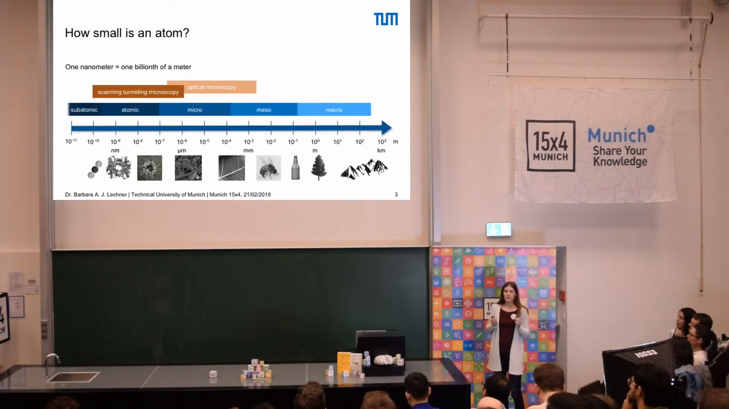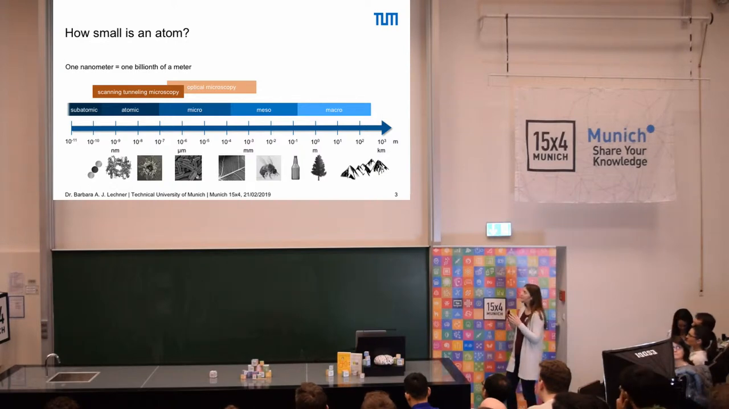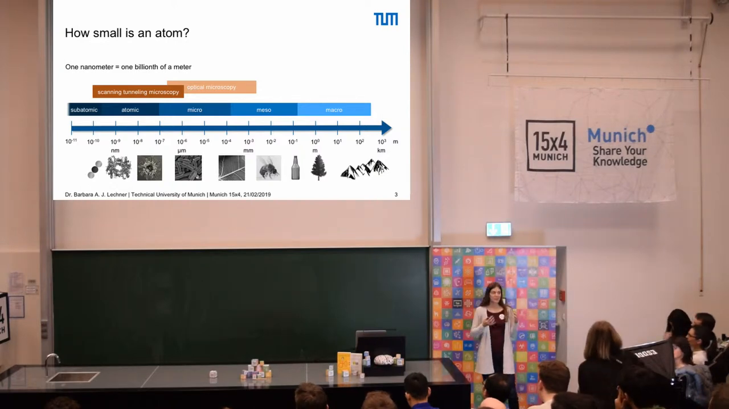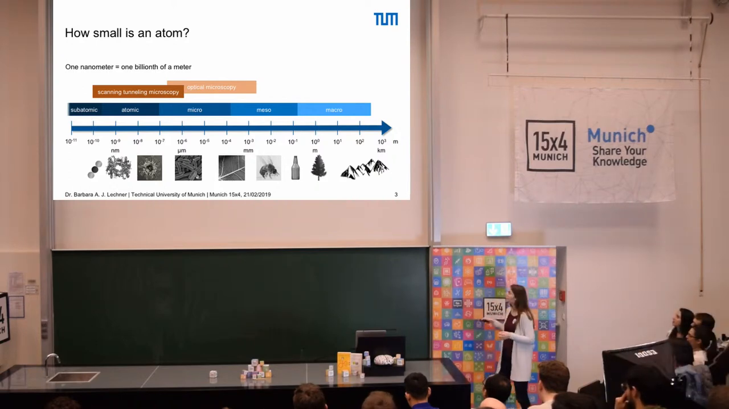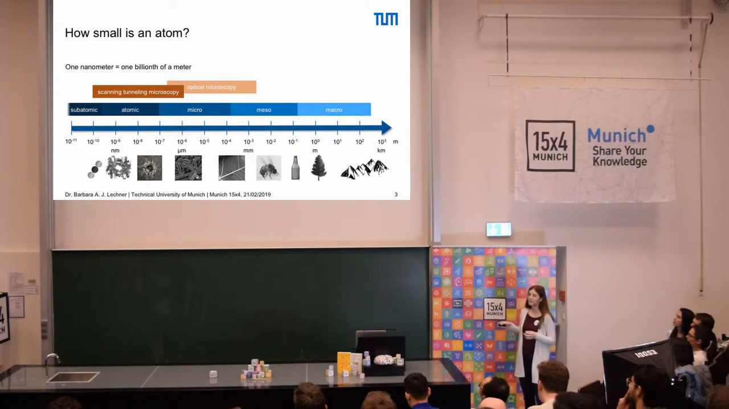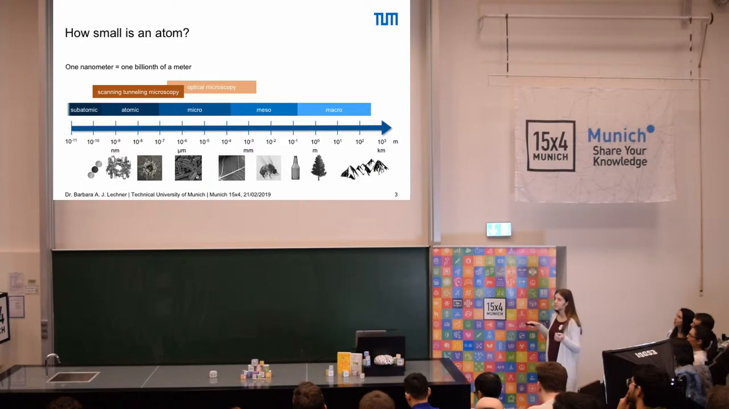The difficulty is that an atom is very small. Now an atom is typically said to be on the order of a bit less than a nanometer. A nanometer is the billionth of a meter. But I'm sure even then you still can't really imagine how small it is. So I made a little scale here. This is a logarithmic scale of the length scales that we have. So every tick is a factor of 10 smaller.